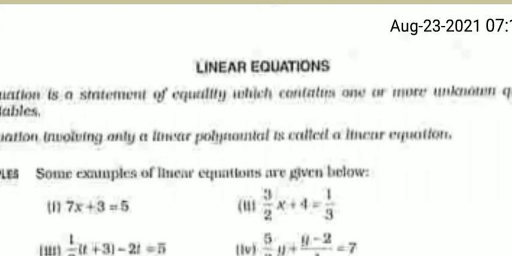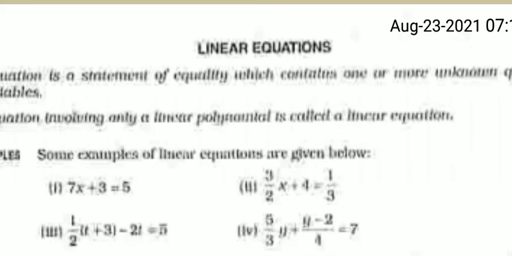So an equation involving only a linear polynomial is called a linear equation. When an equation contains a linear polynomial, it is called a linear equation. Linear means the power of the variables will be 1. For example, some examples of linear equations are given below.